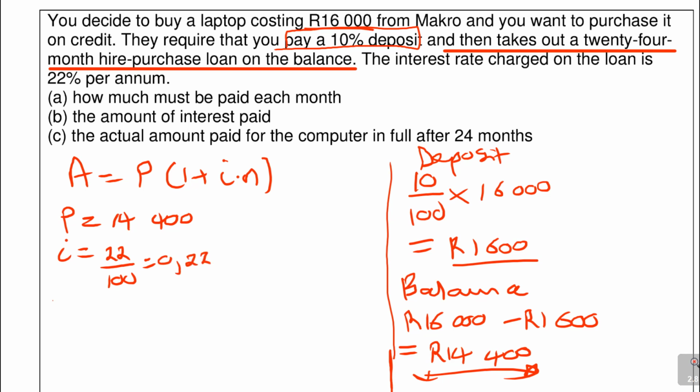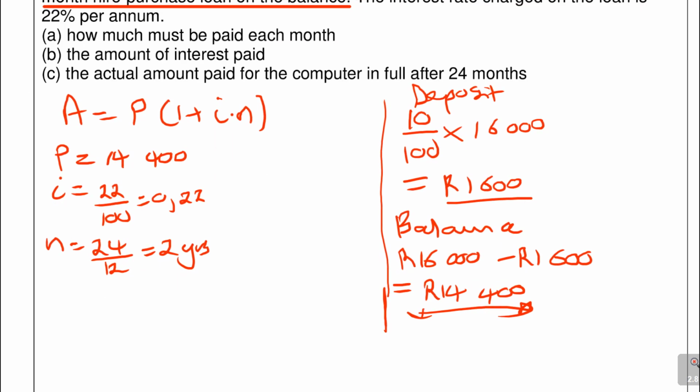0.22. What is the number of years? They say 24 months. You divide by 12, which is 2 years. All these things are very important. Now we want to find how much this loan is going to grow into after 2 years. So you borrowed 14,400, but how much are you going to pay after 2 years?